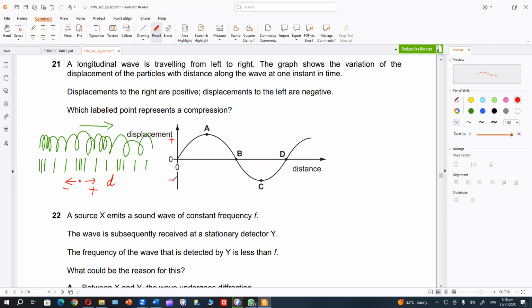At the center of a compression or at the center of a rarefaction, the displacement is 0. This is compression. Now B is right, but why not D?